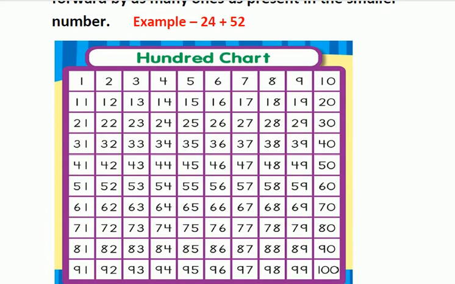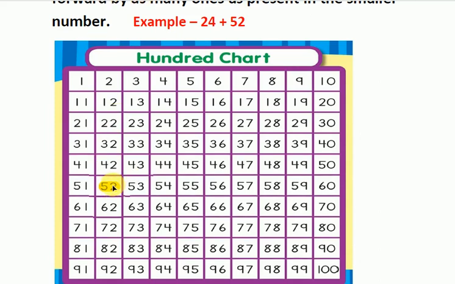For example, we have to add 24 and 52. So which is the bigger number, children? 52. 52 is the bigger number. So our first step is to start with the bigger number. Now find where 52 is in this 100 chart. It is here. So mark it. You got 52 here. Now see the smaller number. Smaller number is 24. 24 has how many tens? 2 tens. Skip count 2 tens from 52. So 62, 72. Right.